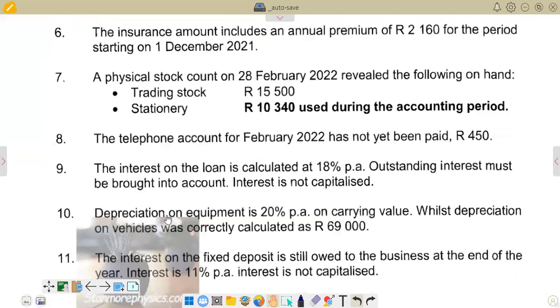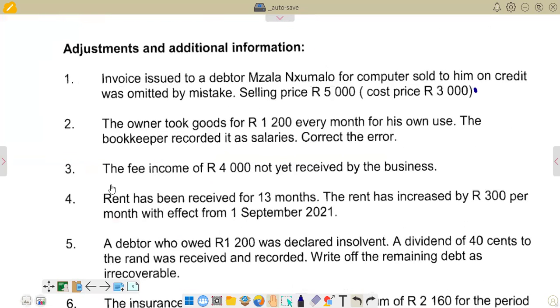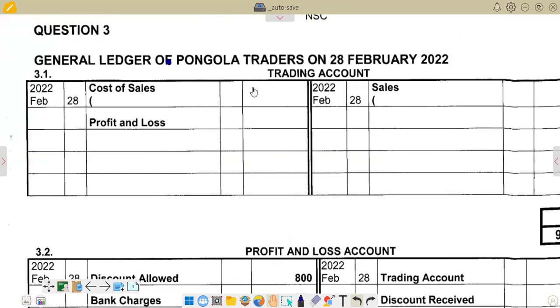On the first part, remember we are going to prepare a trading account. If you go to the answer section, you'll see that you are given the trading account and profit and loss account already prepared in the form of T accounts. So these are the ledgers that we are going to prepare. On the trading account, we already have some information pre-entered in terms of cost of sales, profit and loss, and sales. We are just going to make the necessary adjustments so that we get the final answer.